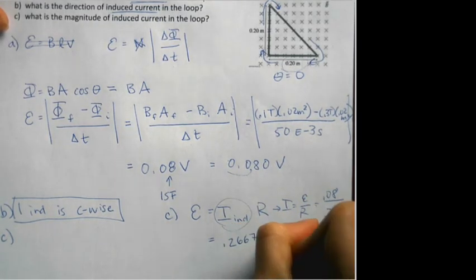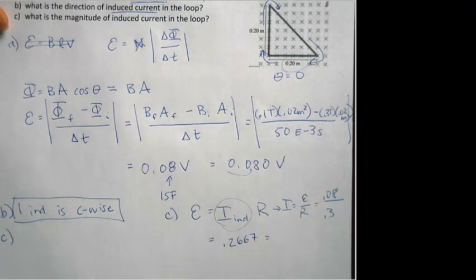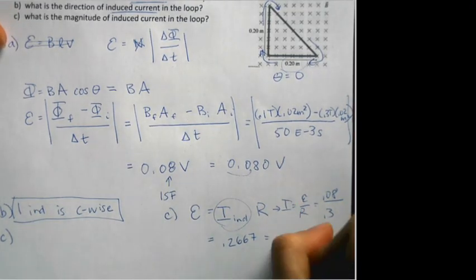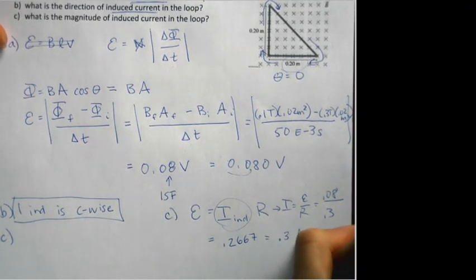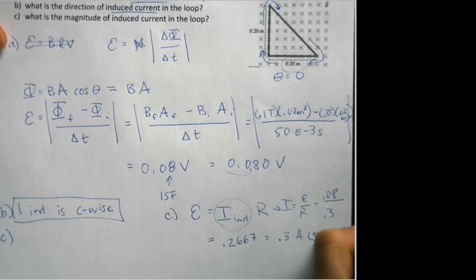0.2667. So depending on whether I wanted to write this as 1 sig fig or 2 sig figs, I'd write it as either 0.3 amps if I want it to be 1 sig fig, or I'd write it as 0.27 amps if I want it to be 2 sig figs.